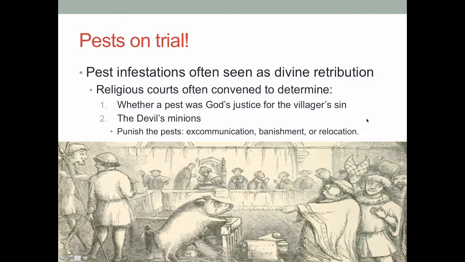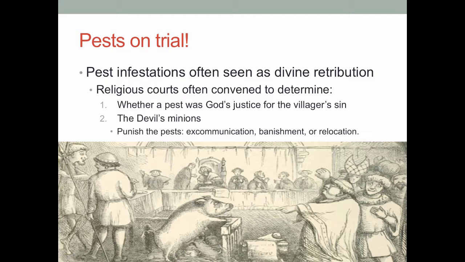In the first case, if they are God's justice, then you have to repent. You've got to pray, you've got to fast, you've got to ask for God's forgiveness for the pest to leave. Whereas alternatively, if they are the devil's minions, you need to punish the pests. Sometimes this was excommunicating the pests, so they couldn't be part of the church anymore. You could banish them, so you could tell them to leave the land. You could relocate the pests. There were lots of solutions.